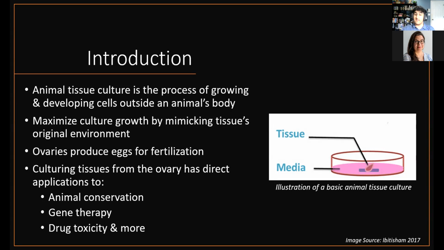You can see a sample tissue culture on the right. This tissue is basically submerged in media, or nutrients and hormones. So in our research, we're culturing tissue harvested from ovaries, an organ which produces eggs for fertilization. And culturing tissue from the ovary has direct applications to animal conservation, gene therapy, and drug toxicity, and more. But how exactly does it apply to conservation as a whole?